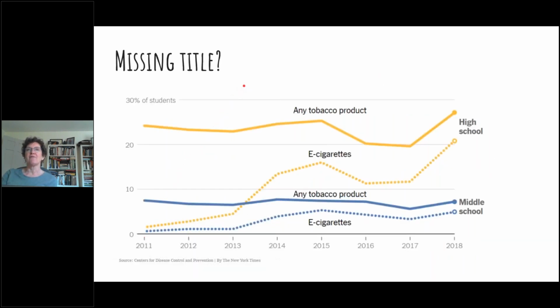This graph that I found was missing a title. Just looking at that, could you tell me what you think a good title would be? Tobacco sales? A little bit more specific. Tobacco sales, tobacco products. And over here, look at what they're telling us.